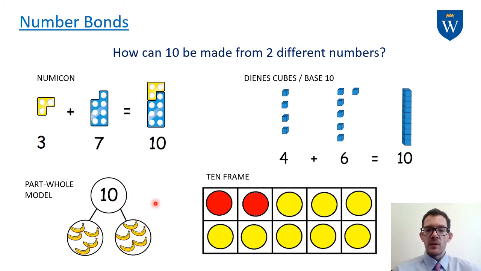And back to the 10 frame, which I think, again, is probably my go-to resource for looking at number bonds. Now, I can highly recommend you could draw these out, you could print them out, and I've used red and yellow counters in this one to show that 2 add 8 equals 10. And children will know that it makes 10 because there is a counter in each of the 10 spaces on the 10 frame.